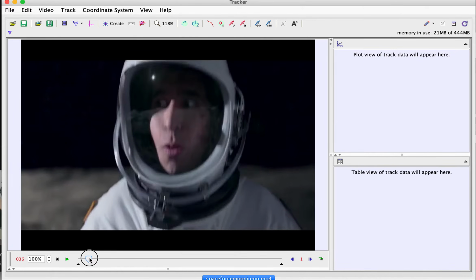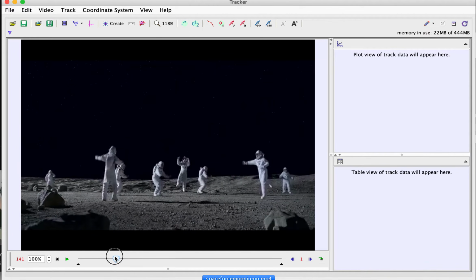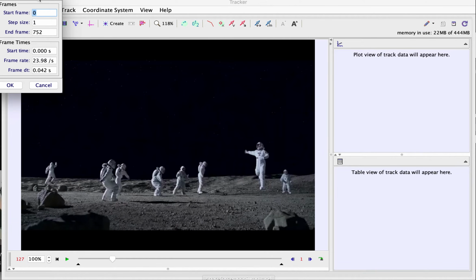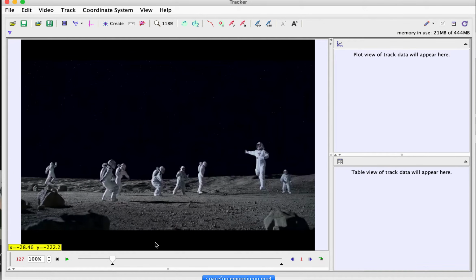So I'm going to scroll forward. See, I don't want to analyze that. And right, I'm going to include right here. So this is the person I'm going to be looking at, and I'm going to include the jump too. So you can move the beginning of the video by moving that thing, or right here it says 127. That's the frame number. So I go up here and I set the start frame to 127 and I click OK. And that just means that I won't get anything before that.